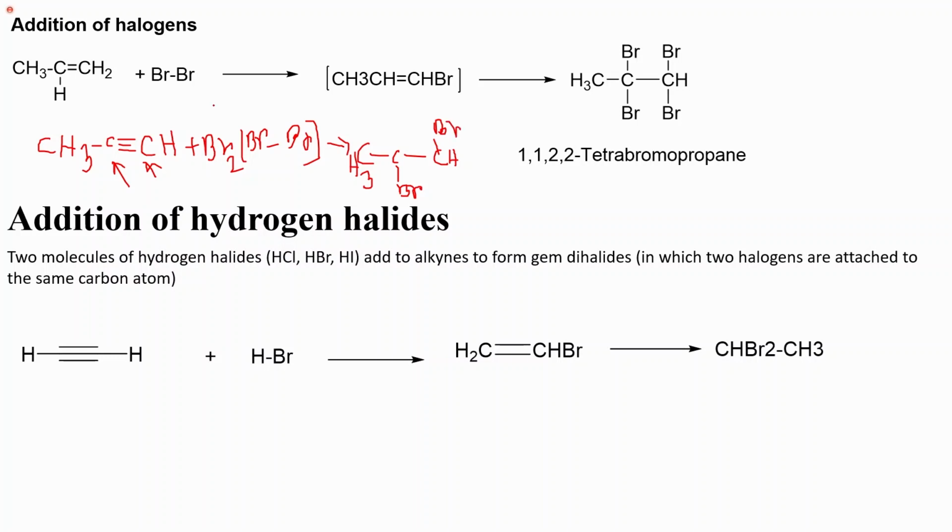Also we have one double bond, because we start from the triple bond. Now we'll add another molecule of bromine. Now if we add another bromine atom, then what will we get?